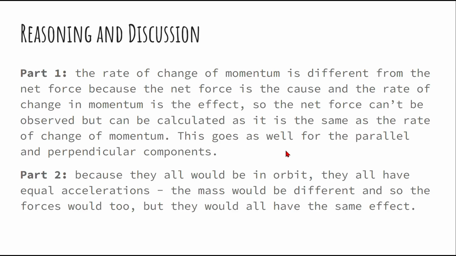The rate of change is different. The rate of change of momentum is different from the net force because the net force is the cause and the rate of change of the momentum is the effect, meaning they are equal to the same thing. They are the same number. However, the rate of change of momentum is something we can see, whereas net force is invisible and we cannot see it. However, they are essentially the same thing. Just one is measurable and one can be derived because it's the same thing.